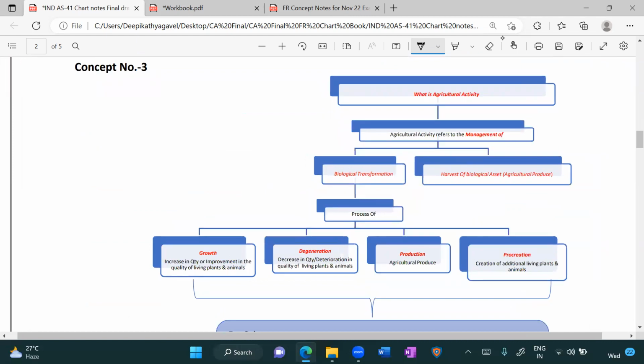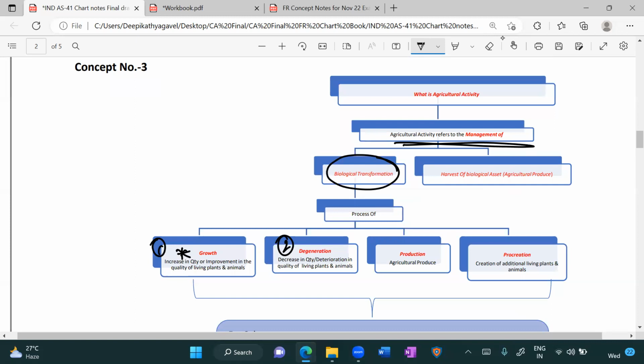So basically, agricultural activity refers to the management of the biological transformation. Now, what all comes under biological transformation? Growth is a biological transformation. What do you mean by growth? Either the quantity is increasing or the quality is improving of that particular biological asset, then you call it growth. So either you are in the process of biological transformation in the form of growth, or in the form of degeneration.